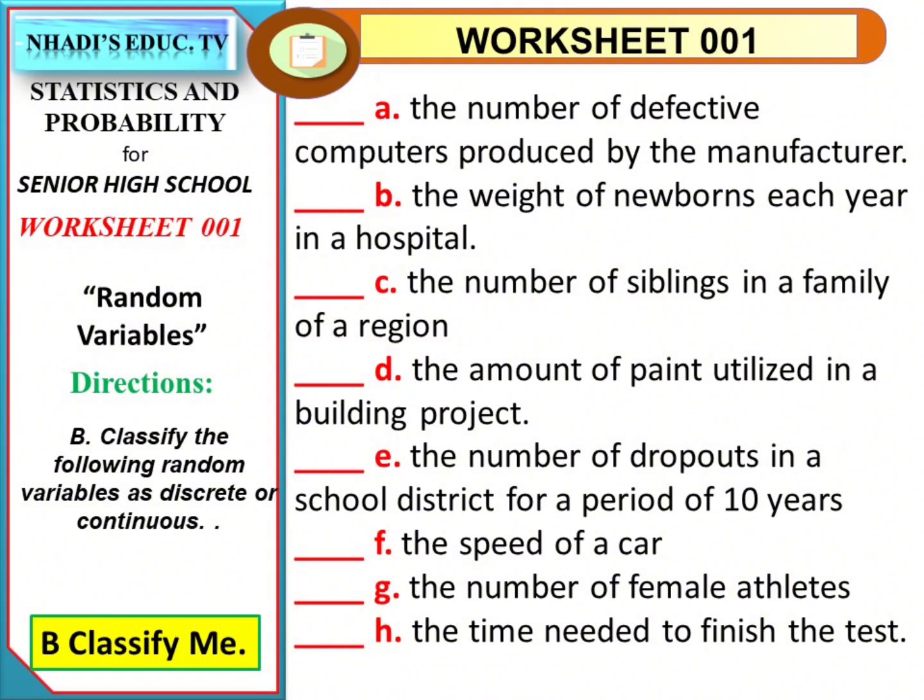Classify Me. Directions: classify the following random variables as discrete or continuous. A. The number of defective computers produced by the manufacturer. B. The weight of newborns each year in a hospital. Letter C. The number of siblings in a family of a region. Letter D. The amount of paint utilized in a building project. Letter E. The number of dropouts in a school district for a period of 10 years. F. The speed of a car. G. The number of female athletes. H. The time needed to finish the test.